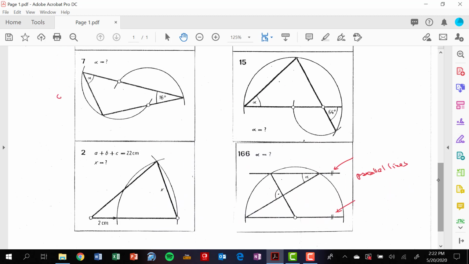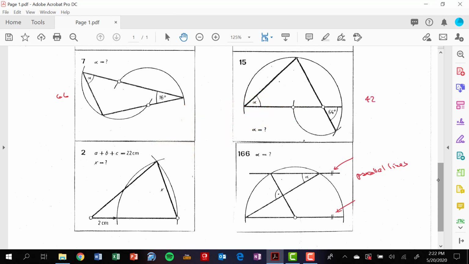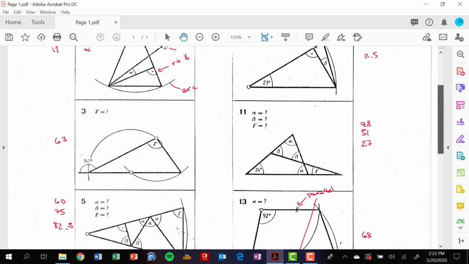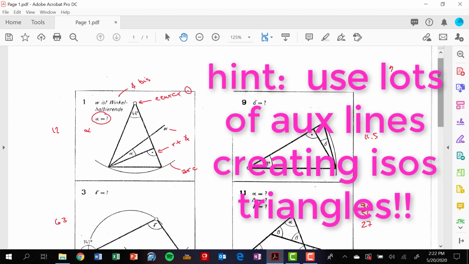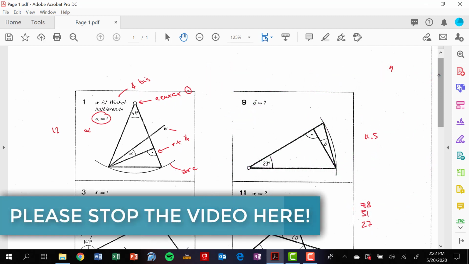For number 7, it's 66. For number 15, the answer is 42. For number 2, the answer is 6. And for 16, the answer is 30. Okay, and this is, like I said, from Chapter 11, so you have to use the material from Chapter 11. Go ahead and give it a try, see if you can get those answers, and then I'll be back later in the video to go over these problems. All right.